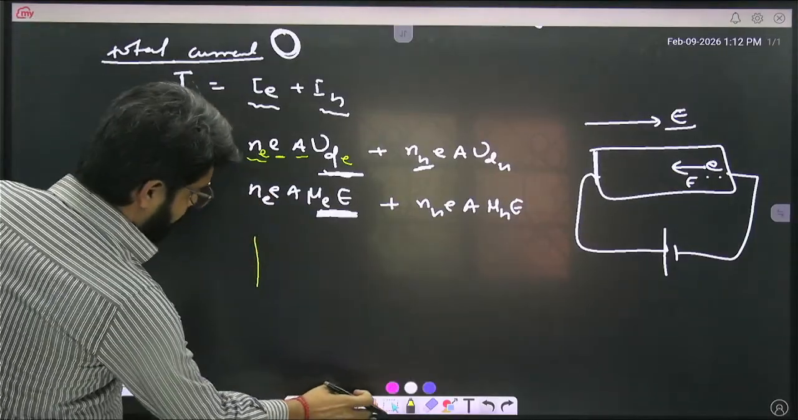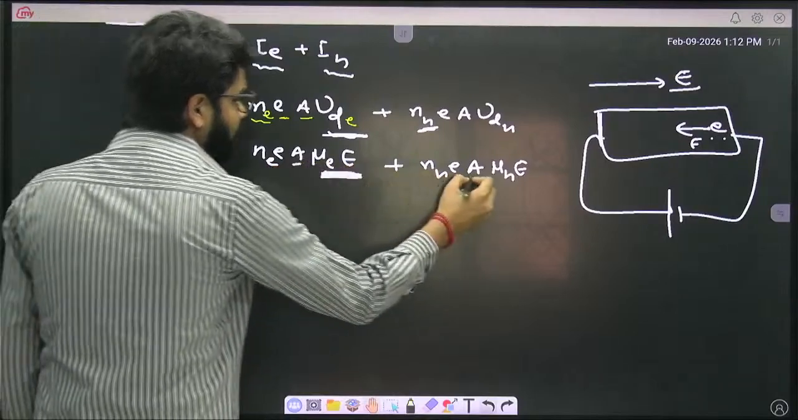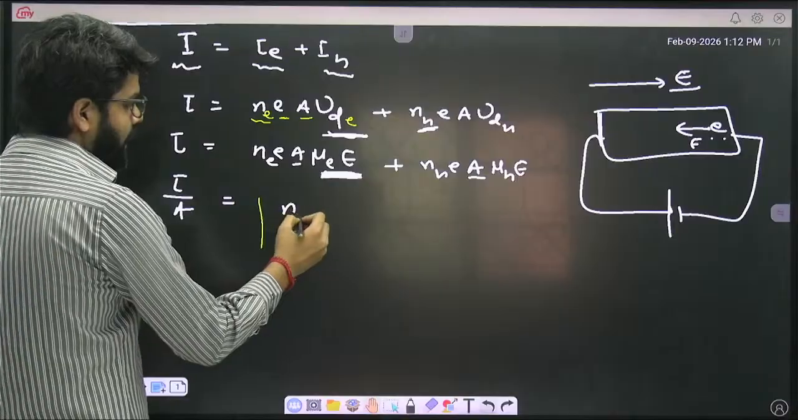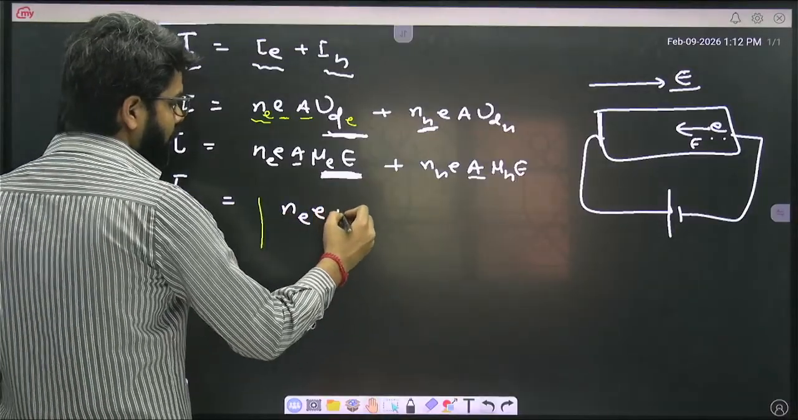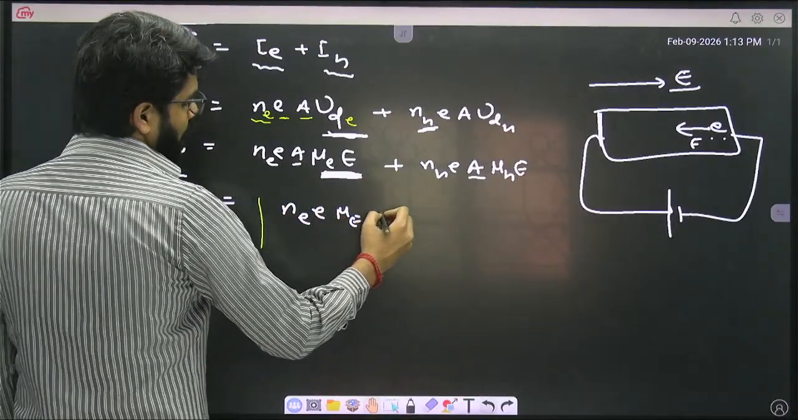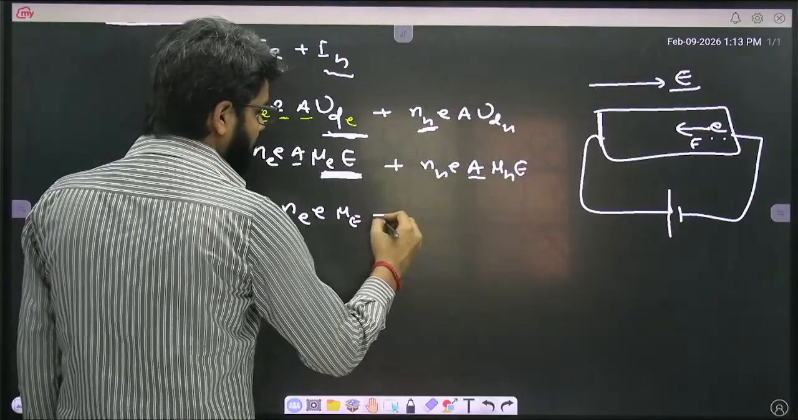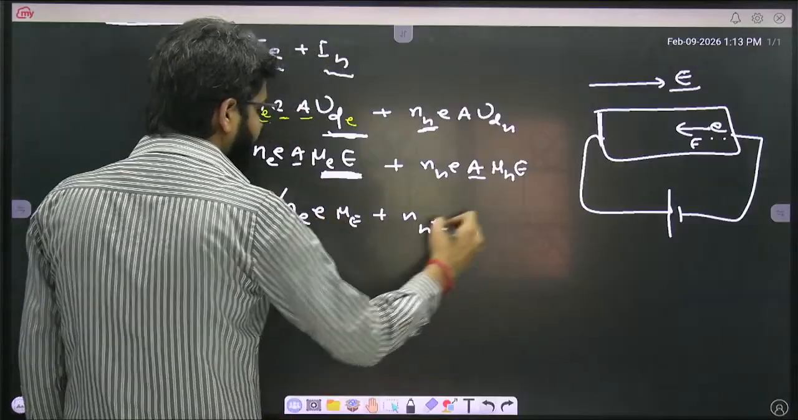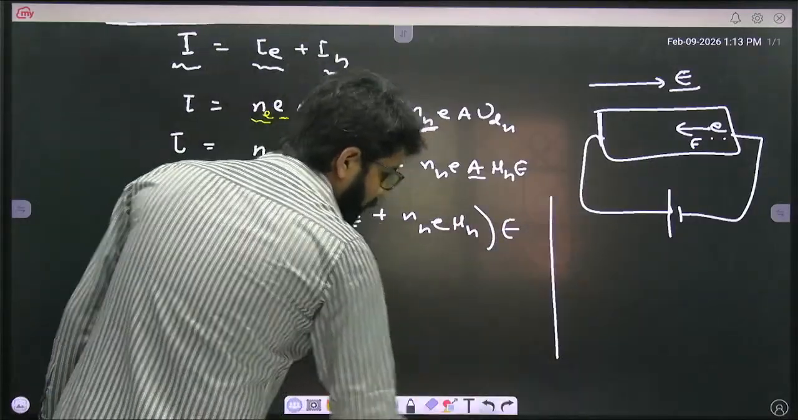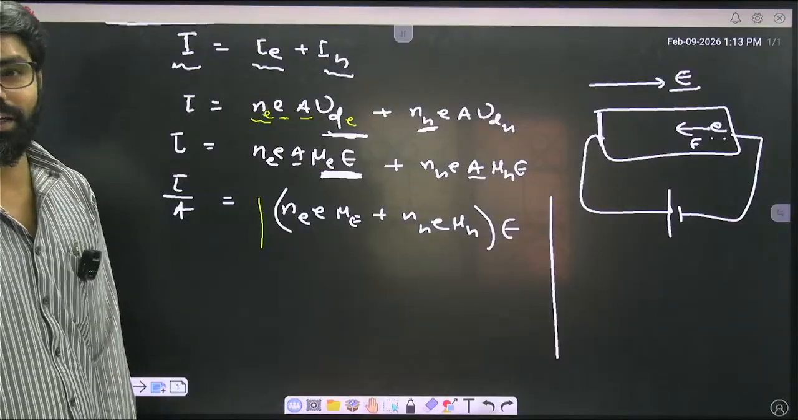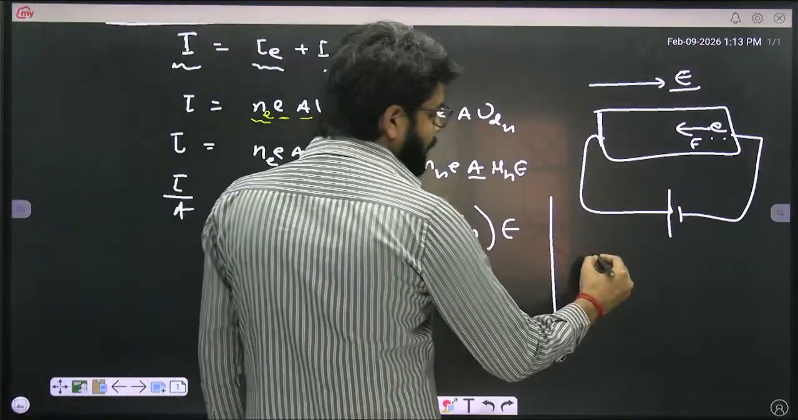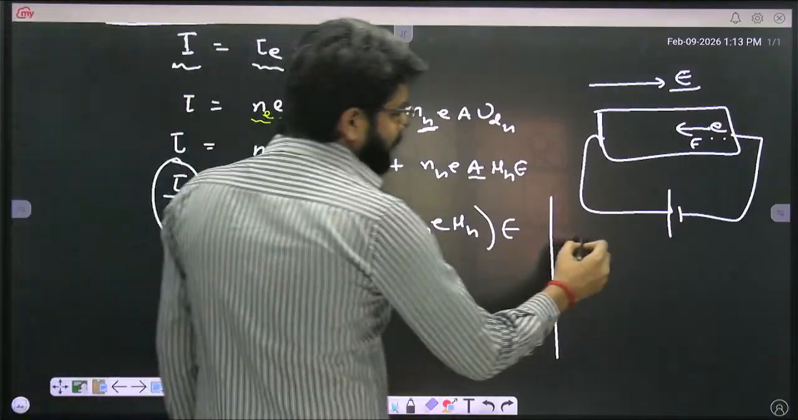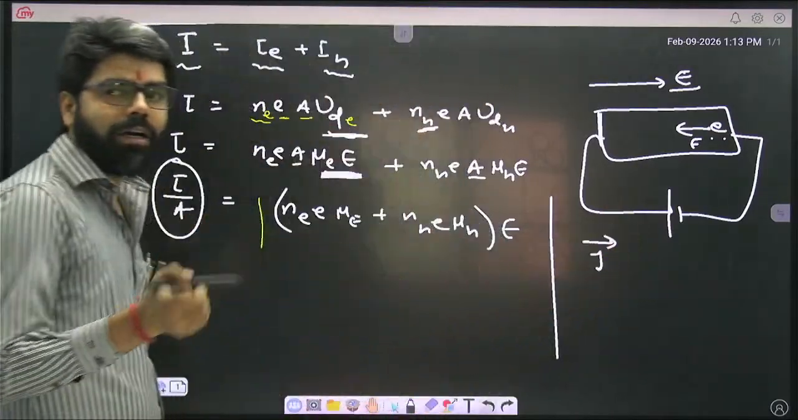Now if I take A as the common factor, I by A can be written as Ne into E into mu E, plus NH into E into mu H, and then E as the common factor. In current electricity, you have studied one more formula regarding the current density J. I by A is called J, and J is a vector quantity. Current density is a vector quantity.